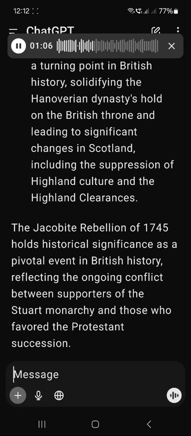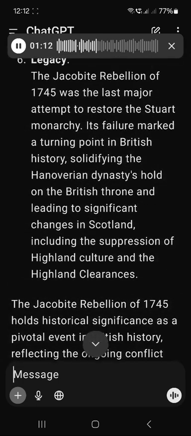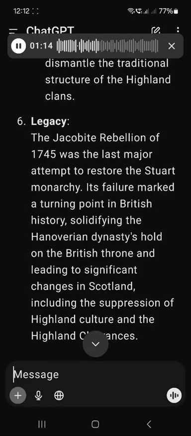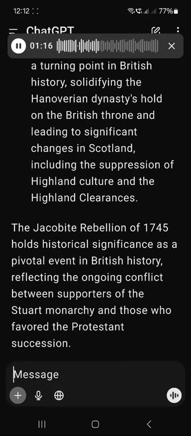3. Battles and engagements. The Jacobite forces achieved initial successes, winning battles such as the Battle of Prestonpans in September 1745. The Battle of Prestonpans took place near Prestonpans, Scotland.